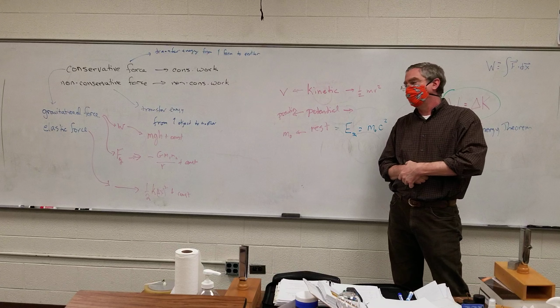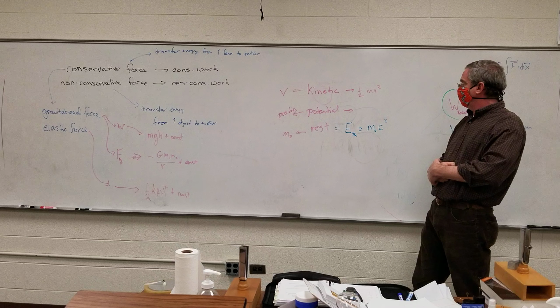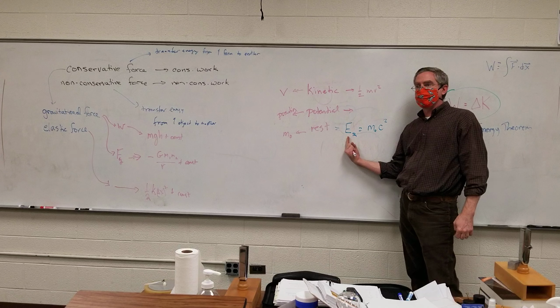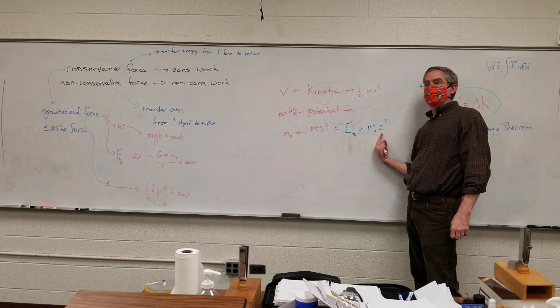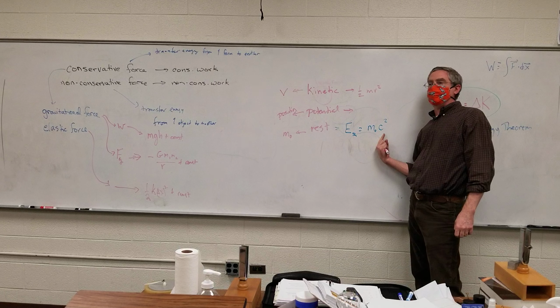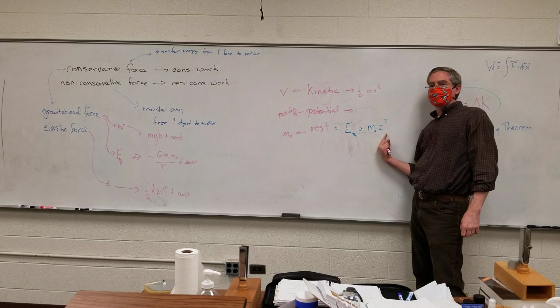I'm sorry, what's C in our rest equation? What's that? C. It's this, see, that's the speed of light, okay. About 300 million meters a second, just shy.